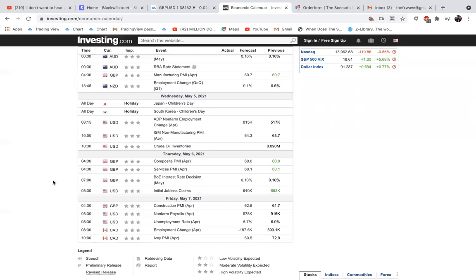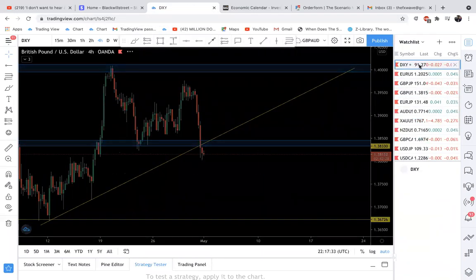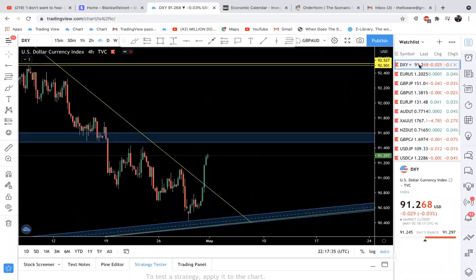Now, if we look at Thursday, we got unemployment claims. And then on Friday, it's NFP for the USD, which is non-farm employment. You got the unemployment rate and everything that comes out there, as well as the fundamentals for CAD. So this is going to be a week that we're likely going to see some volatility and some volume come in.